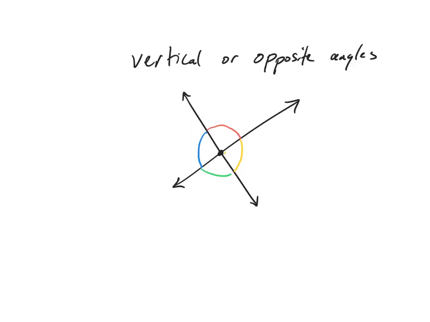So an example of vertical angles would be this yellow angle right here and this blue angle right here. You'll notice that this blue angle's sides are right here, and the yellow angle's sides are right here. They are not sharing any of those sides. Another vertical or opposite angle pair is this red angle and this green angle right here. Again, the green angle's sides are over here, and the red angle's sides are over here. They are not sharing either one of those.